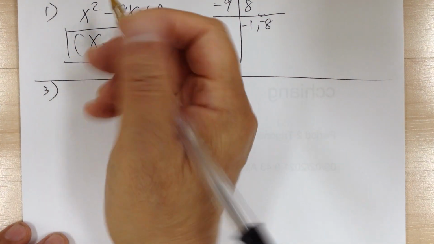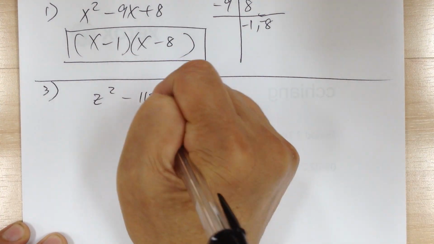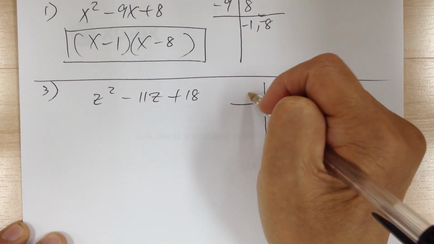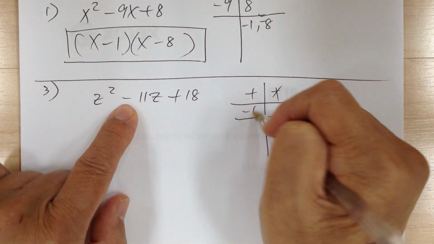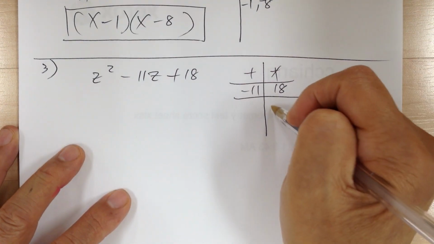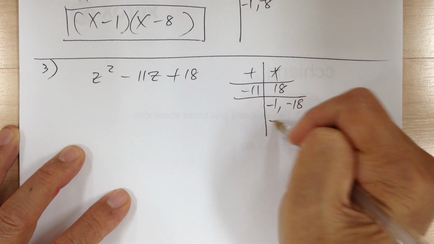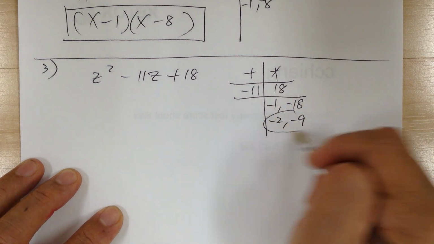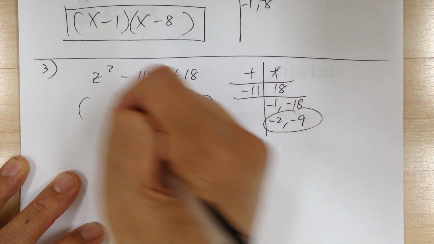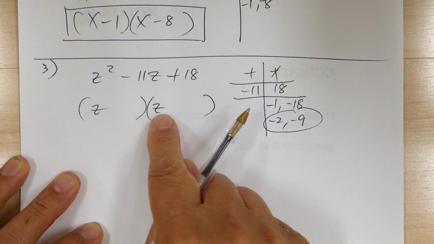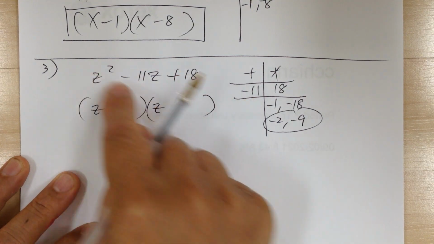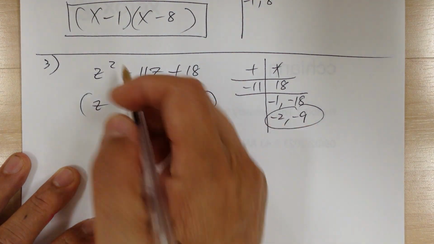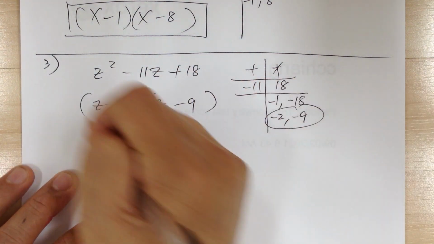Number 3, you get z squared minus 11z plus 18. So go through the steps. So this would be step 4. It would be minus 11 and 18. So you can start with negative 1, negative 18, negative 2, negative 9. So you can just go through the list much quicker. So this is it, right? Z times z give you z squared. So you have to make sure you do the first term. Then after that, if there's no number, whatever you see is whatever you put down. So minus 2, minus 9.